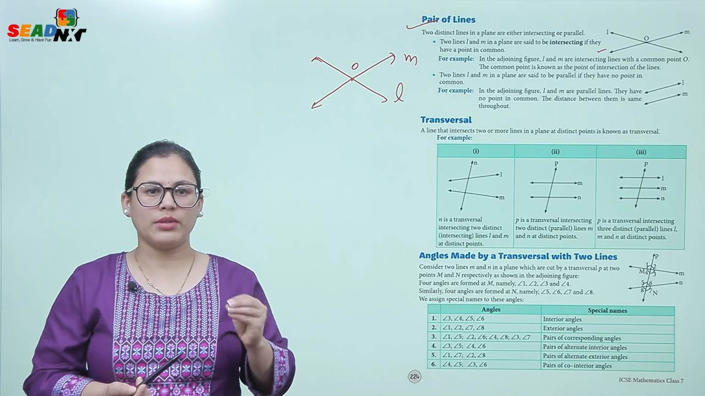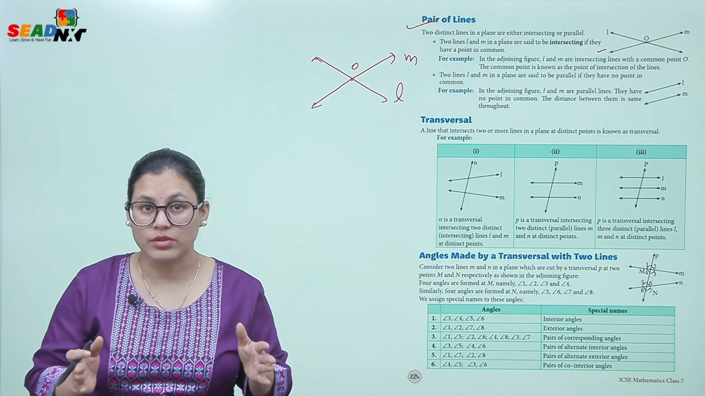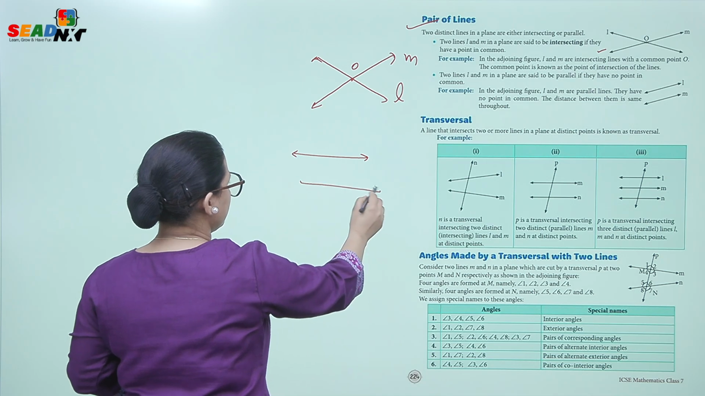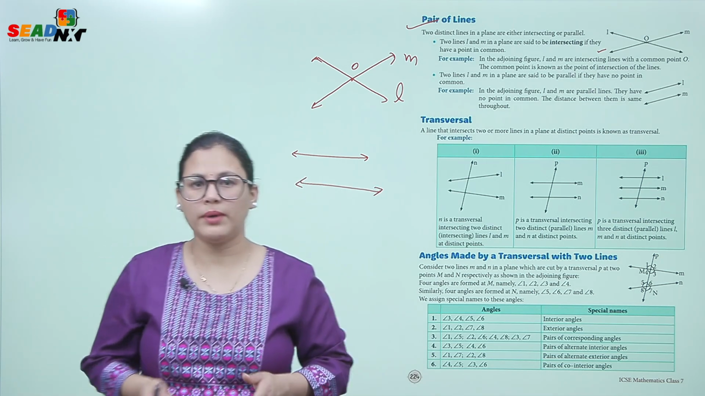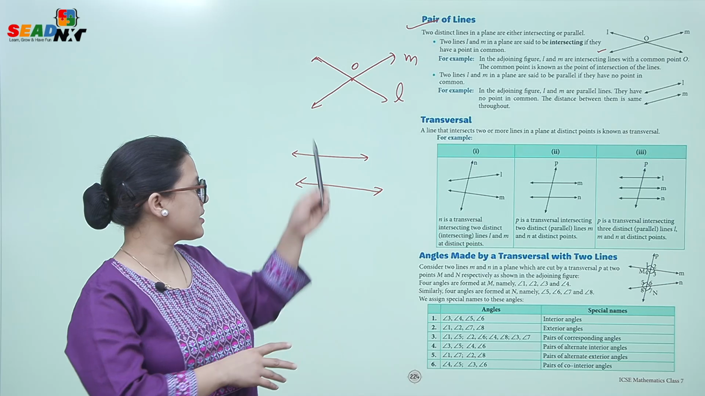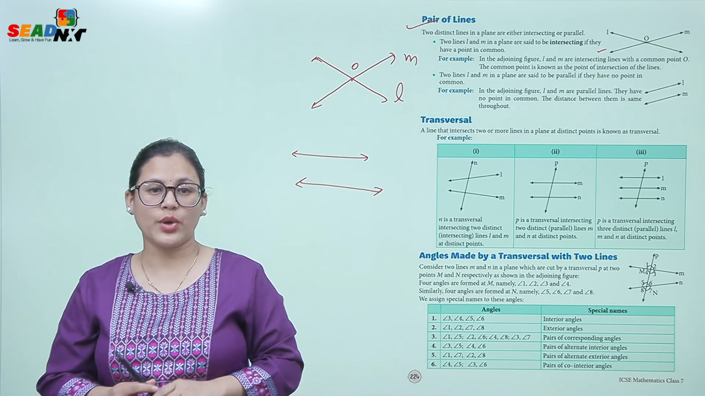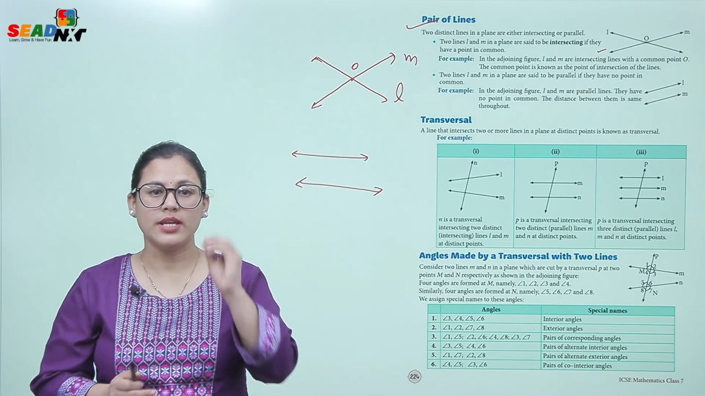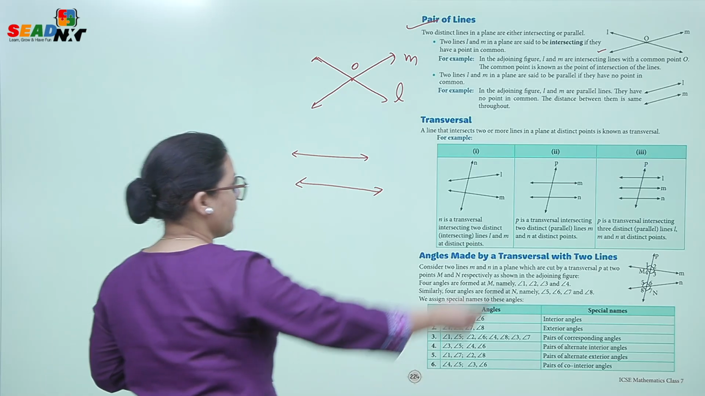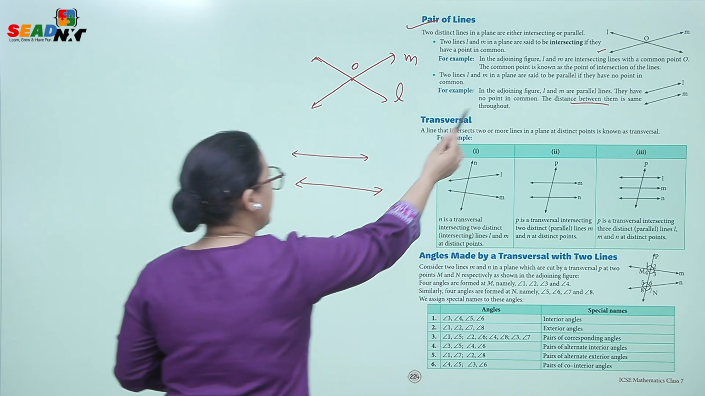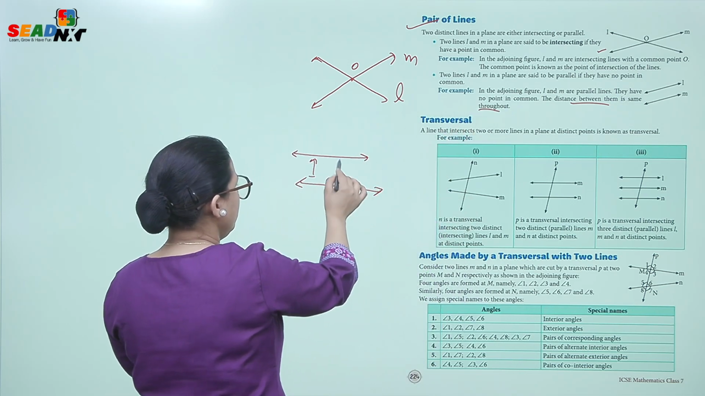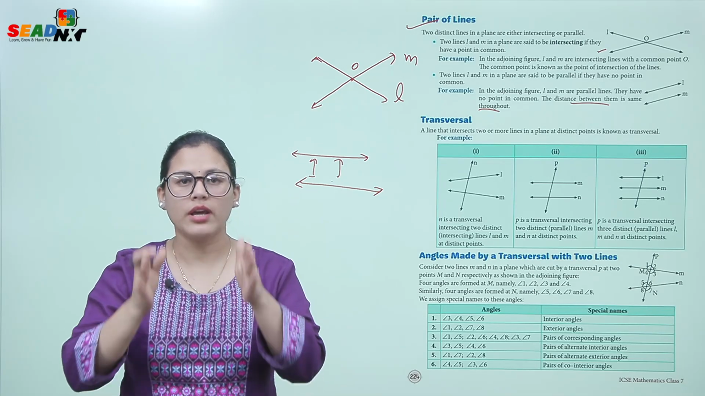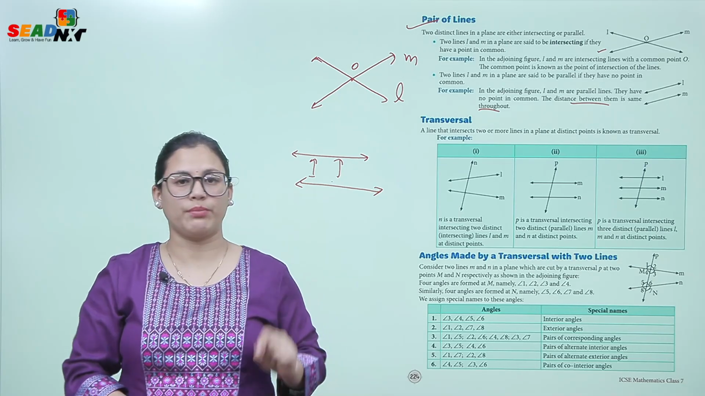Two lines L and M in a plane are said to be parallel if they have no point in common. See, these two lines have no point in common. So parallel lines are like this, there is no common point. In the adjoining figure, L and M are parallel lines, they have no point in common. The distance between them is same throughout. Remember that. The distance between any parallel lines will remain the same throughout. These parallel lines will never ever meet at a point.